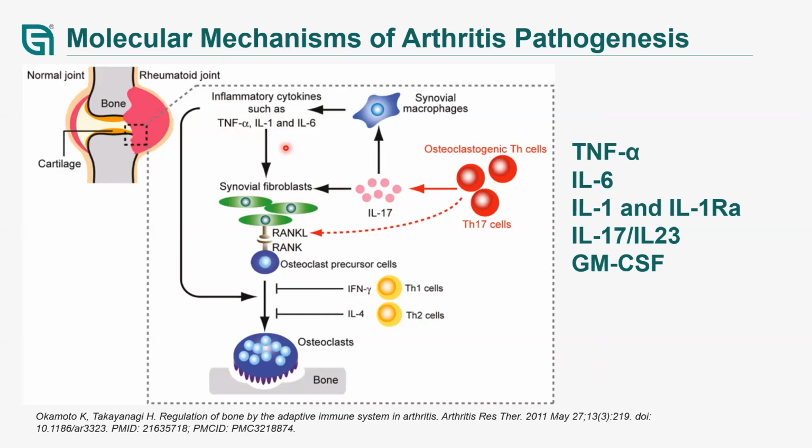IL-17 induces receptor activation of nuclear factor kappa B ligand, or RANKL, in synovial fibroblasts. Activation of RANKL pathways stimulates osteoclasts, promoting bone destruction. IL-17 also activates local inflammation, leading to the upregulation of pro-inflammatory cytokines such as TNF-alpha, IL-1, and IL-6. These cytokines activate osteoclastogenesis, either acting directly on osteoclast precursor cells or by inducing RANKL on synovial fibroblasts, as shown here.